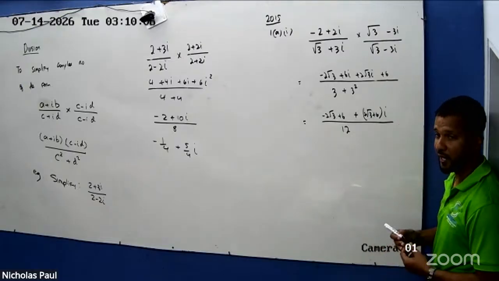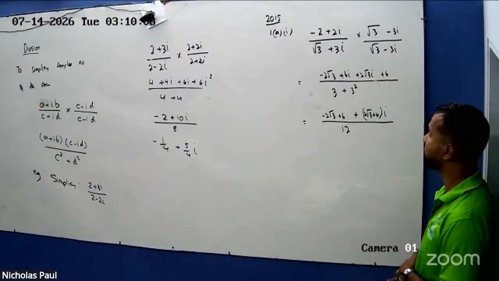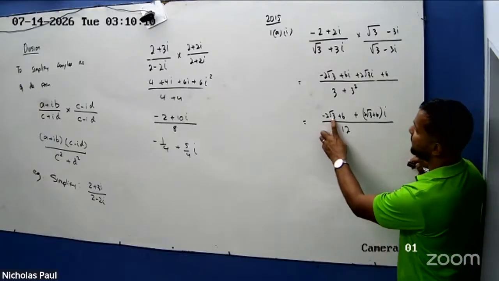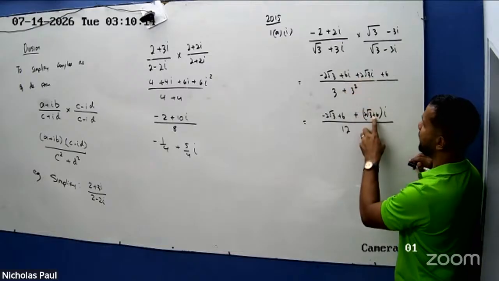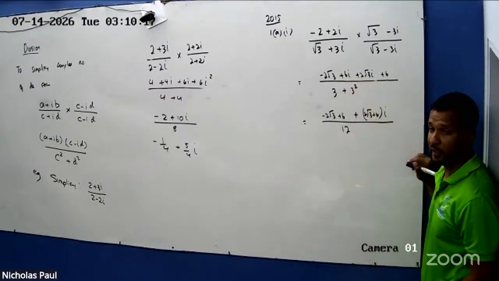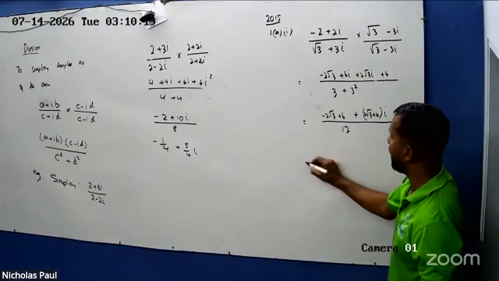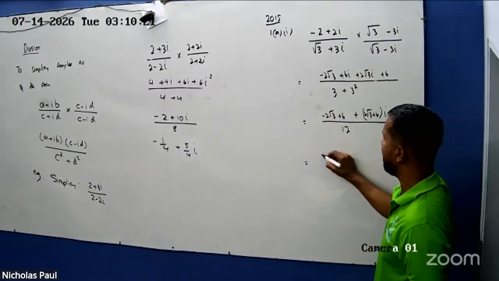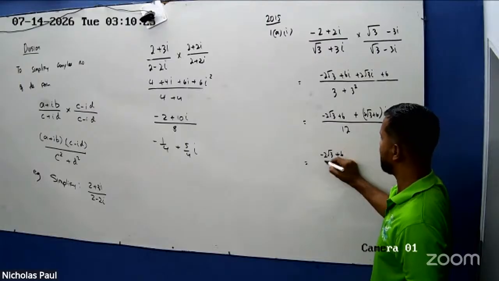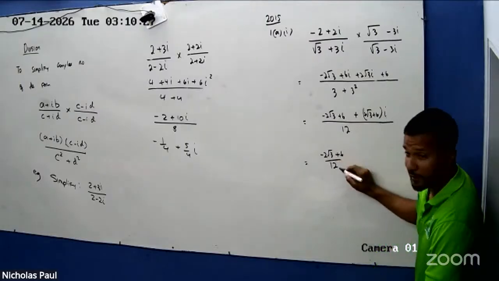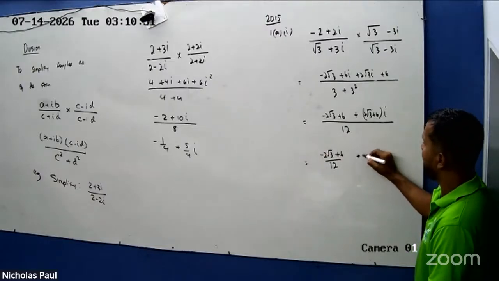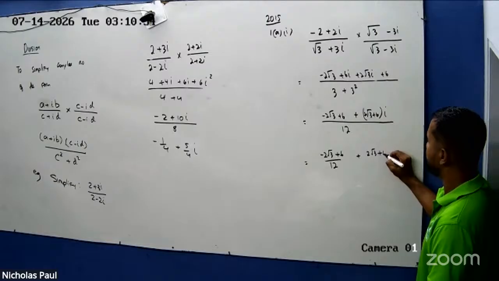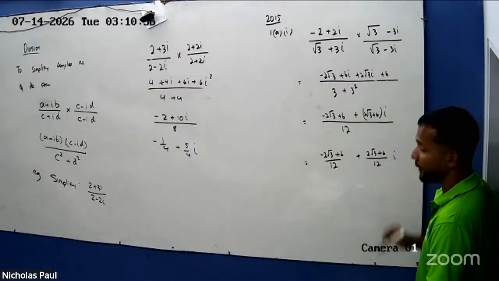That's it. Leave it like that. Can't do much more. This is minus 2 root 3 plus 6, plus 2 root 3 plus 6i. That's all. You can leave it like that. If you want, you can break it down a little bit further. Minus 2 root 3 plus 6 over 12. This can break down a little by factoring 2. And here you have 2 root 3 plus 6 over 12i.